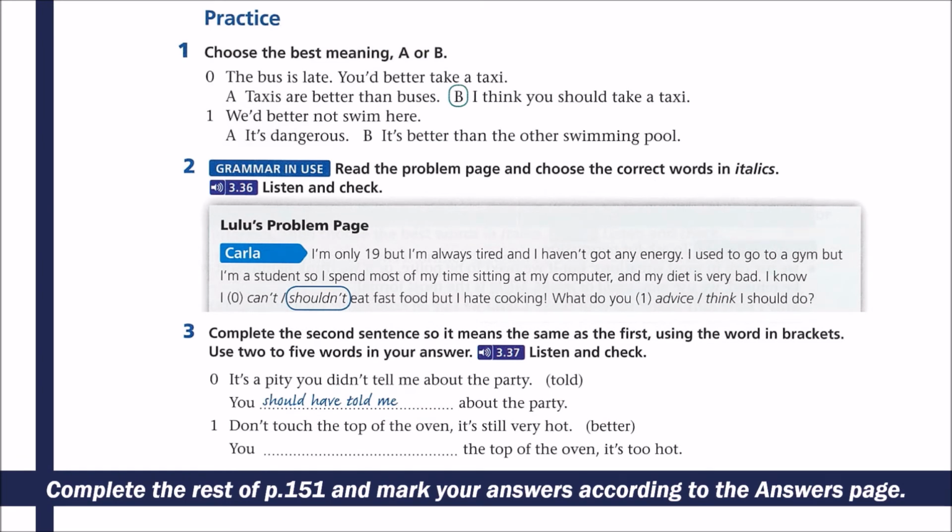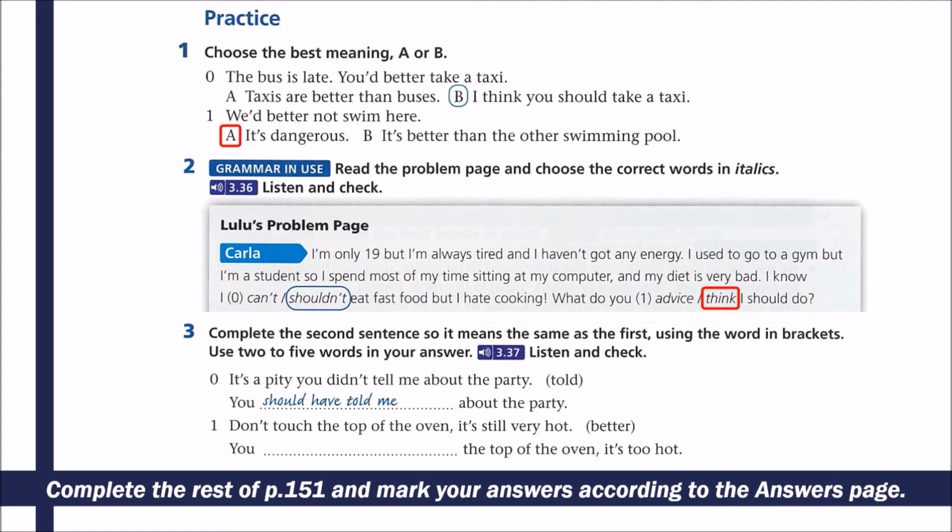Exercise 1. You have to choose which option explains the sentence better. For question 1, we'd better not swim here means it is a better decision because if you don't listen, something bad may happen. So we can see it's not a preference about the swimming pool, but that it could be dangerous to swim here. Exercise 2. Question 1 says, what do you advise or think I should do? Since the sense of advice is already in the word should, we don't need to use it twice. So the answer should be, what do you think I should do?